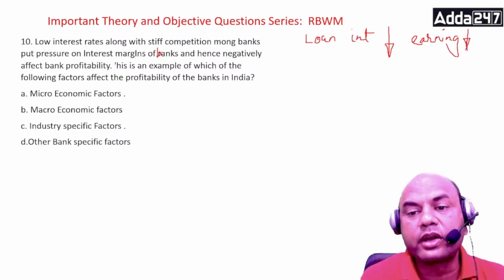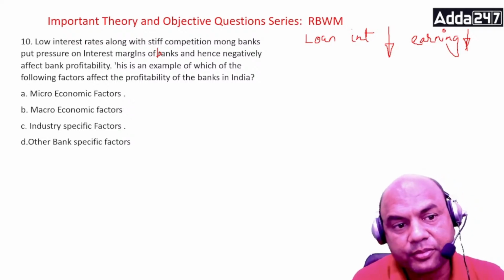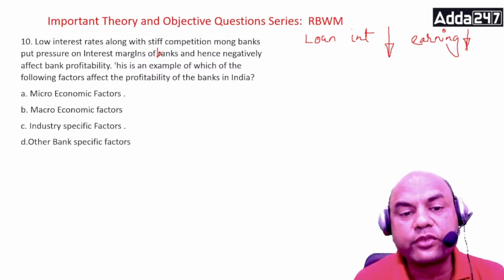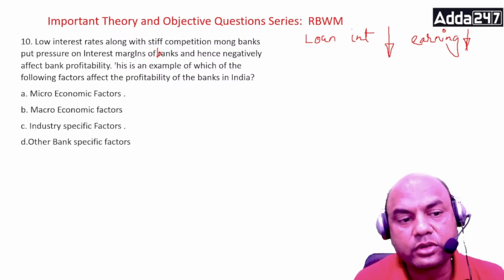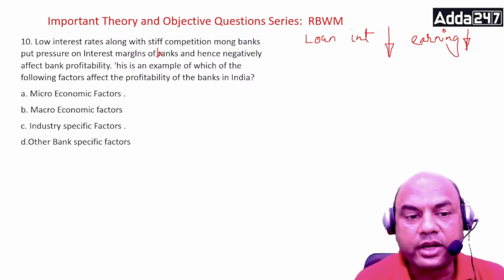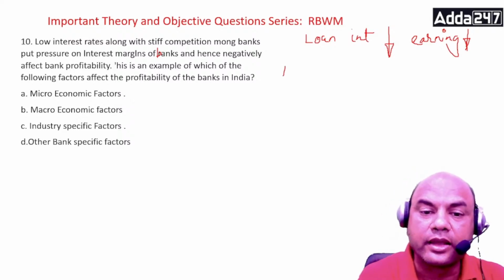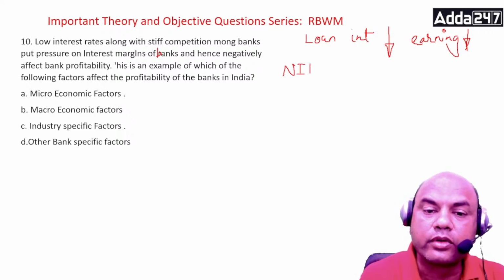For that you'll have to reduce the deposit rate also, right? Because of this loan interest rate going down, there is a stiff competition among the banks. So there's huge competition among the banks, which puts pressure on the interest margins of the banks. So interest margins are reduced. What is the interest margin? It is called NII. What is NII? See this.